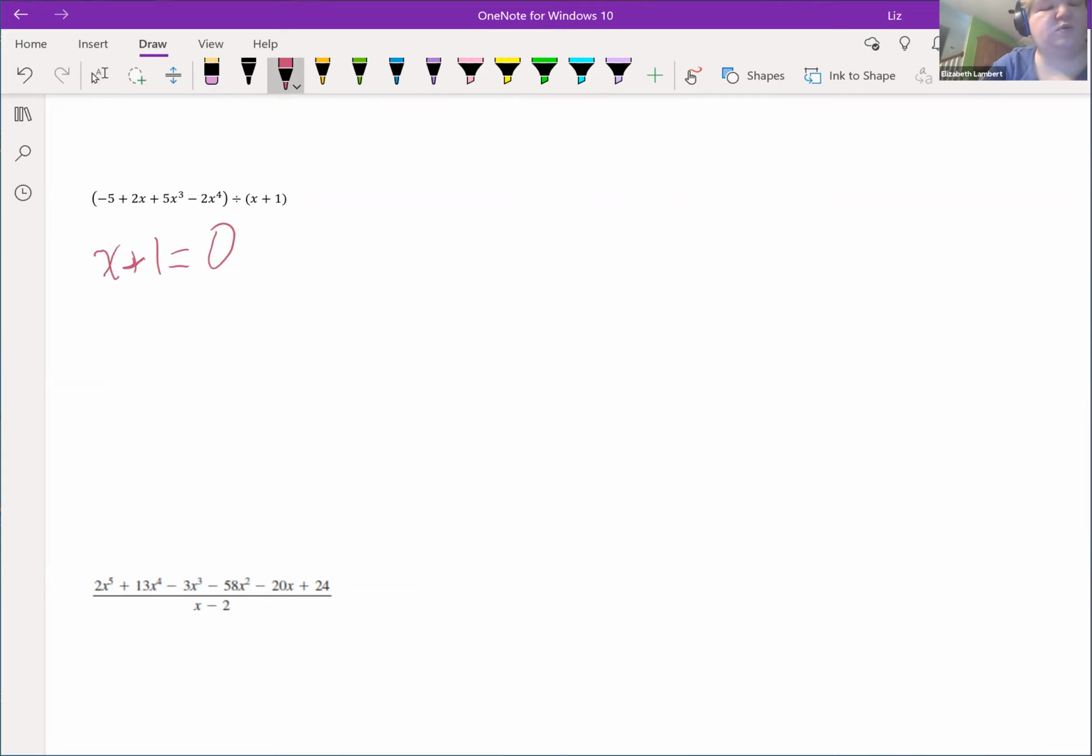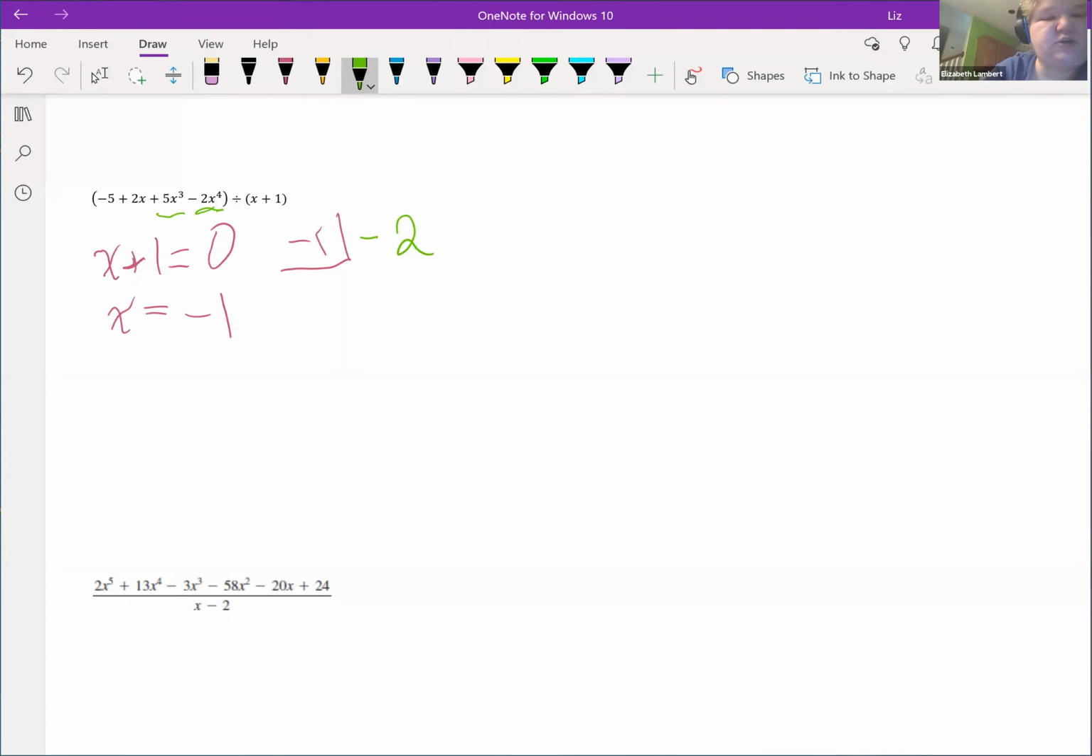So if x plus 1 equals 0, x would equal -1. All right. So -1 in the box. Now our coefficients. So our highest power is this x to the 4th. So we're going to write a -2 here. Now this is a little unusual. Normally the first term is not negative, but it still works. So it's okay, just weird.